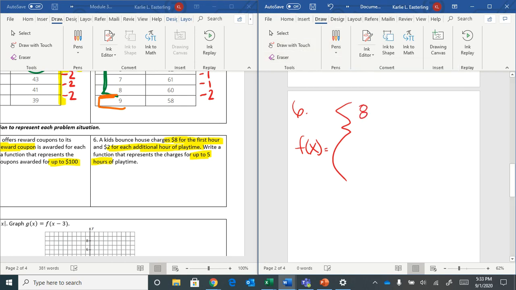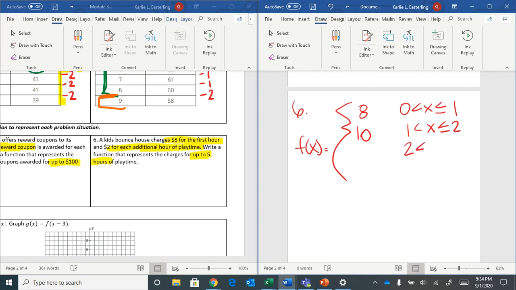So for that first hour, we're going to charge $8. So that's going to be from 0 to 1, because if we were to graph this, our x-axis would be in hours. The reason we are not including 0 is because if you haven't got on the bounce house, you're not going to pay anything. It's the point at which you step on the bounce house that you pay. So for that first hour, we're charging $8. If we then wanted to jump for another hour, this would not include 1, because if you're in that first hour, you're just going to pay $8. If you jump for a second hour, we are going to charge $2 additional. So you would then be owing $10 total.